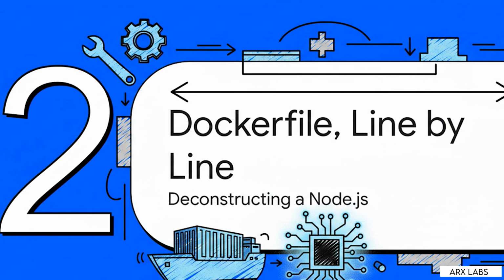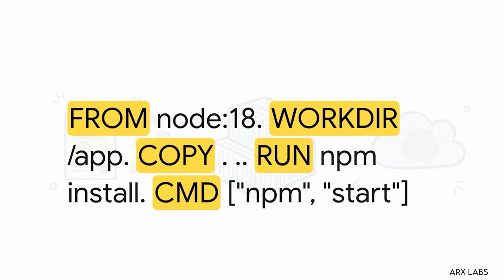Okay, enough theory, right? Let's get our hands dirty and look at a real-world example. We are going to deconstruct a super common Dockerfile for a Node.js app, and we're going to go through it line by painful line to see exactly what's happening. And here it is. Take a look. It's just 5 lines, but these 5 lines pack a serious punch. This is literally all you need to package a complete Node.js application. So let's dive into each of these commands.